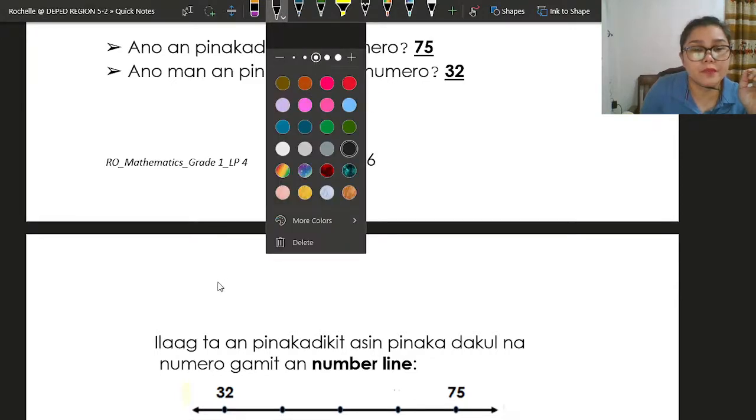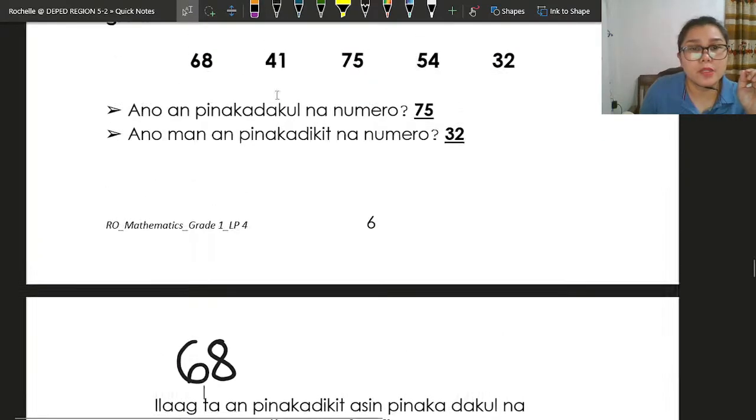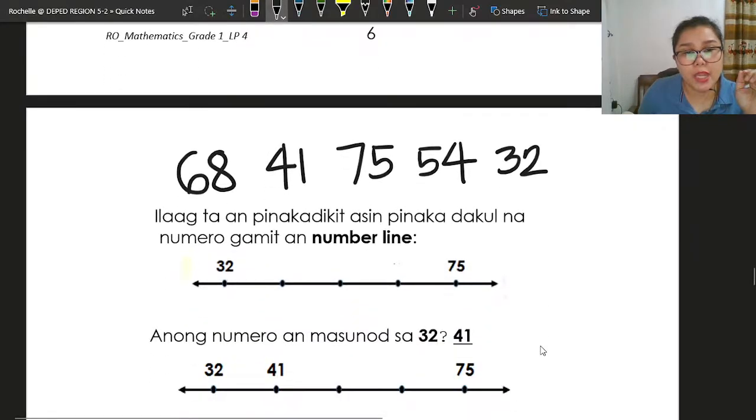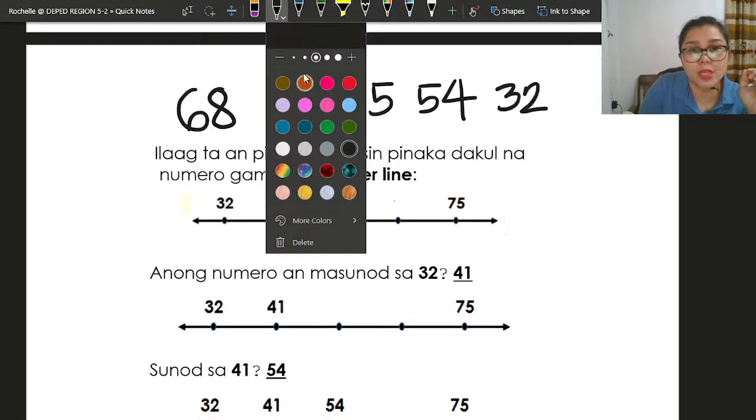I'll have 68. Sulat ko lang. Ano pa yon? What else? 41. Para when I scroll it down, we can still see the numbers. And then 54. And then 32. Okay. We have identified the list, which is 32. So, tapos na tayo. We have included 32 already.